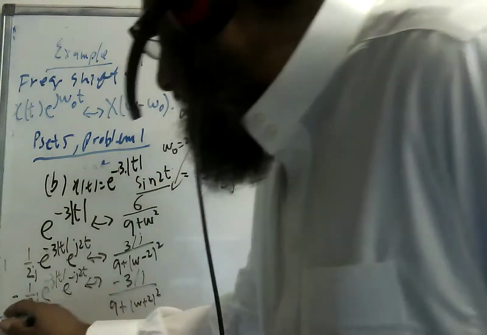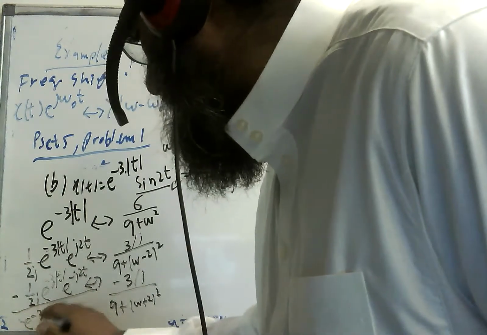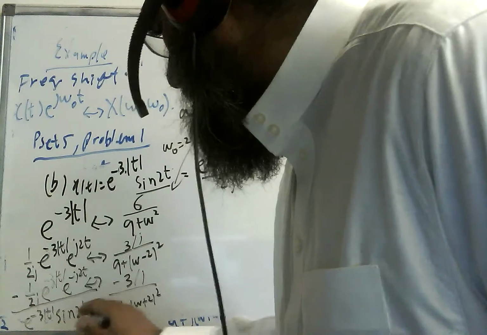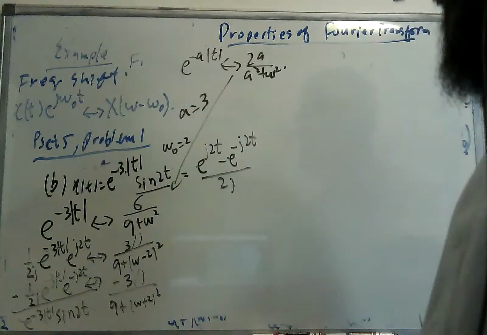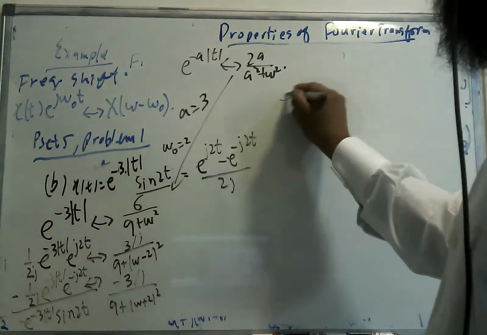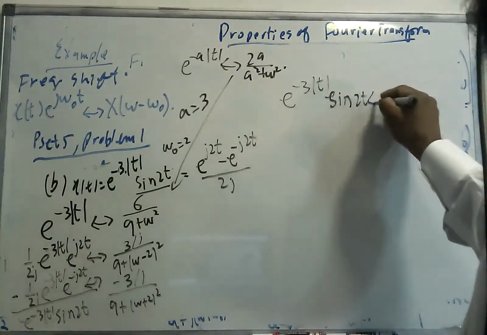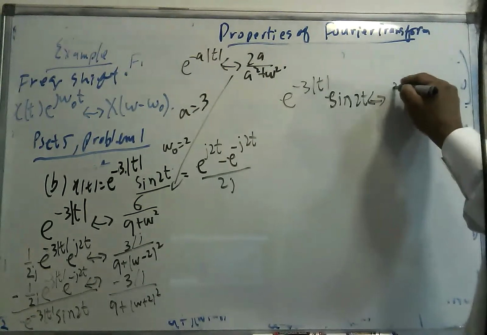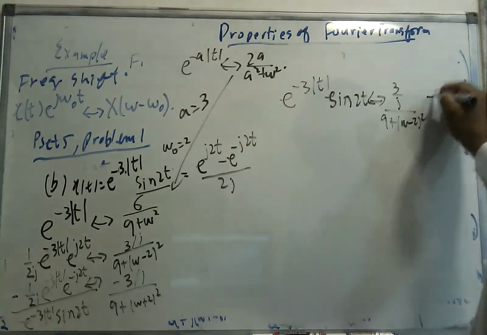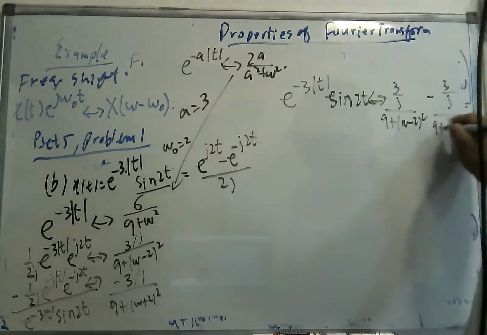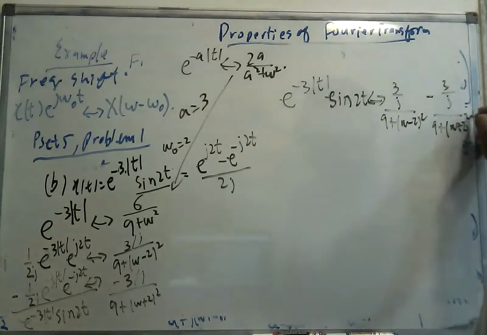Now if I add these two, the answer will be e raised to the power minus 3t sine 2t. And if I add these two, it will be just 3 over j divided by 9 plus omega minus 2 whole square, minus 3 over j divided by 9 plus omega plus 2 whole square. So the final result for e raised to the power minus 3t sine 2t, the Fourier transform, will be 3 over j divided by 9 plus omega minus 2 whole square minus 3 over j divided by 9 plus omega plus 2 whole square.